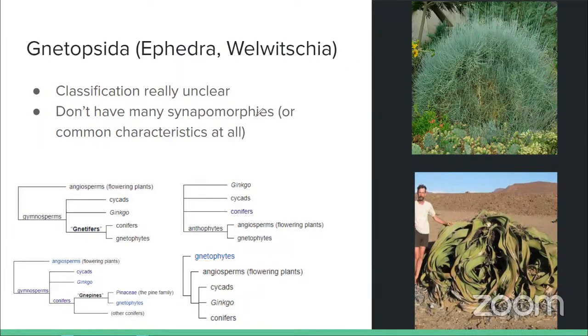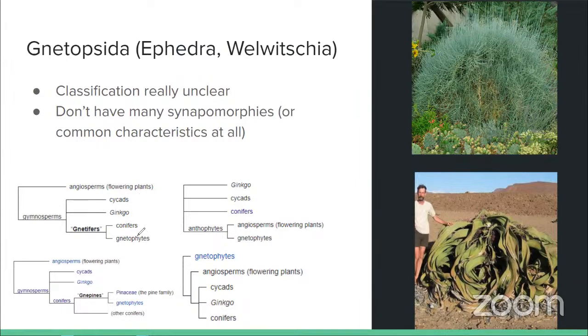So the classification of the gymnosperms is kind of unclear. If you were to look at the different species within this group, they don't really have many synapomorphies. So remember, an apomorphy is like a derived characteristic, like a new mutation. A synapomorphy is an apomorphy that you see in the whole group. Okay, so they don't have many common characteristics other than ones that we assume they inherited from the last common ancestor of the other plants.